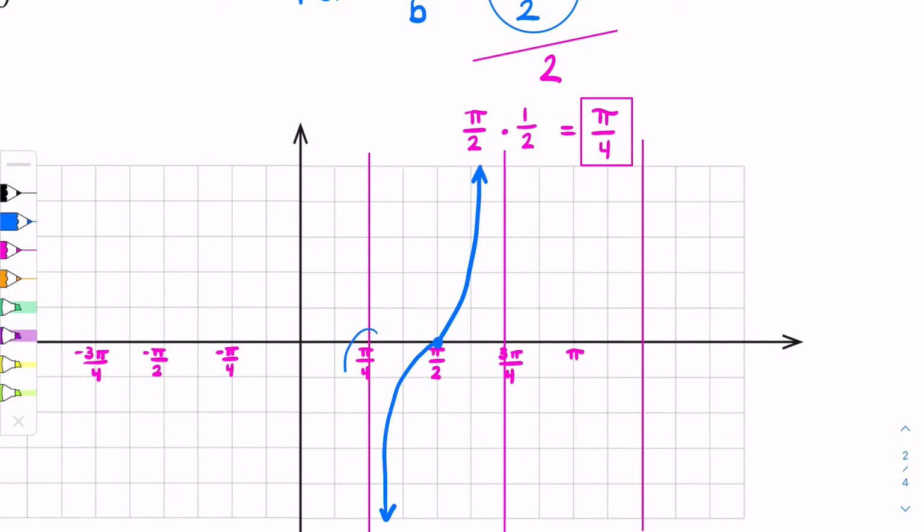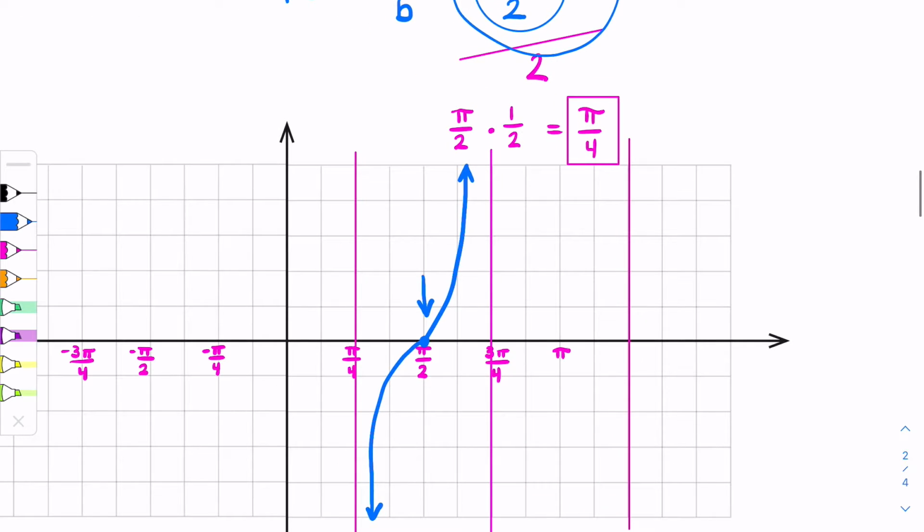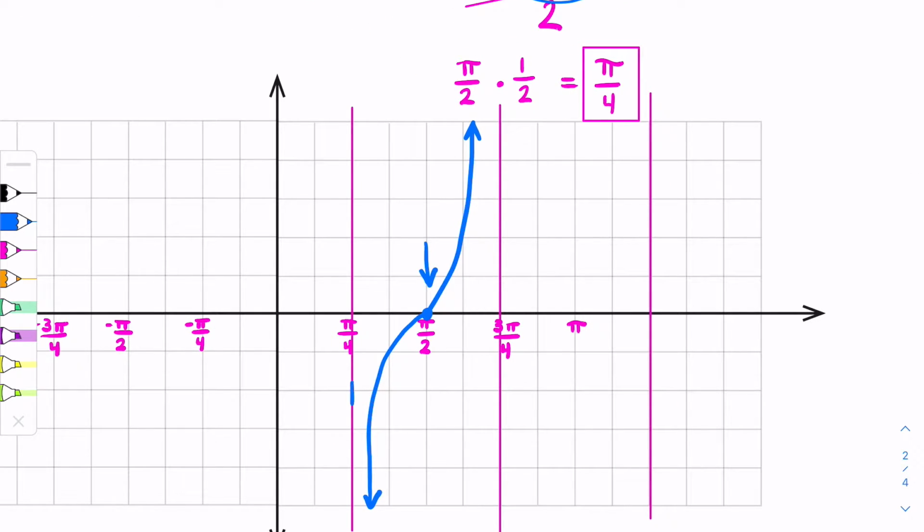So between pi over 4 and 3 pi over 4, the distance between these points is pi over 2. So not only did we start by plotting our first intercept at pi over 2, because of the period, but I also indicated that my asymptotes would be equally spaced out beyond that in the length of pi over 2.